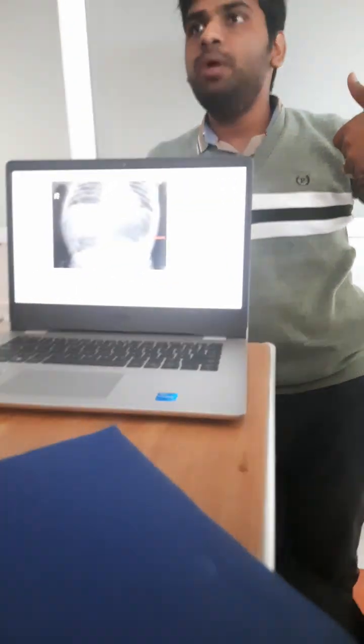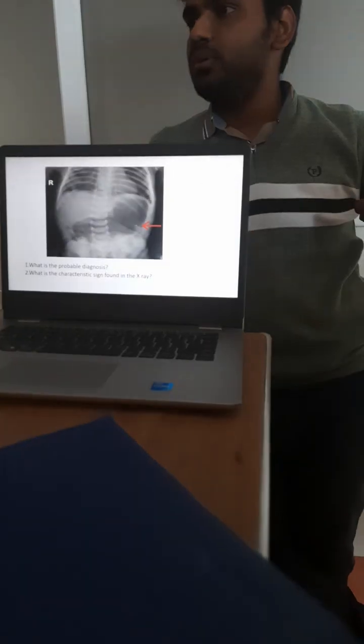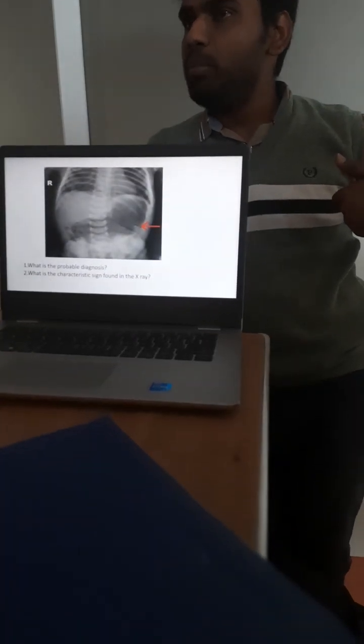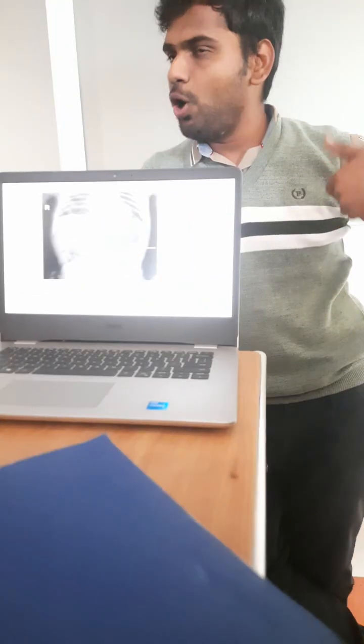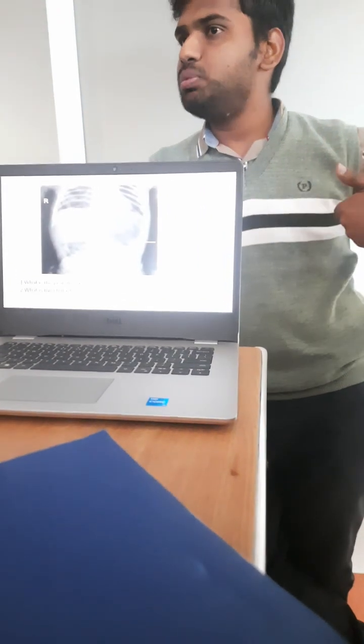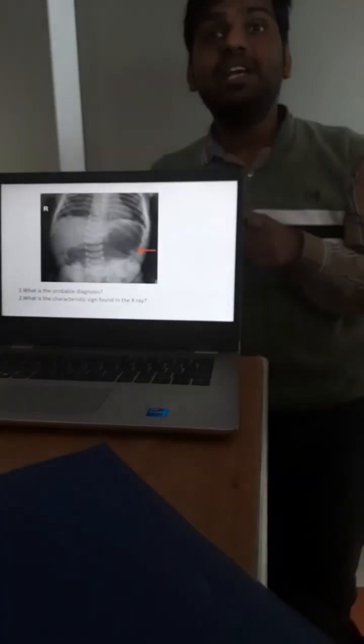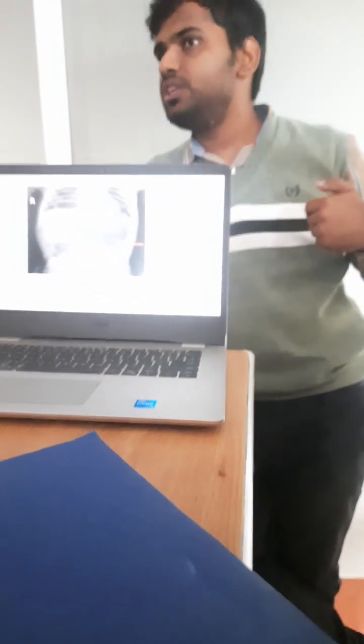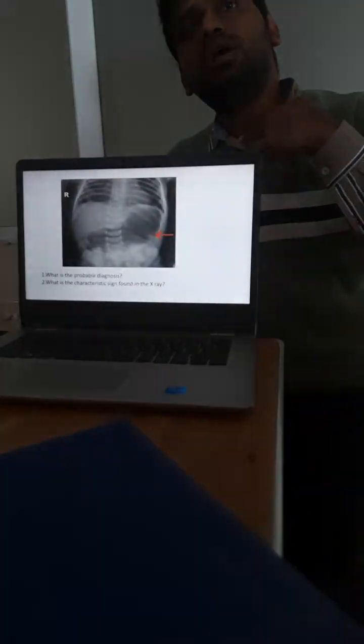Jejunal atresia. Excellent. After the stomach there is the duodenum, after the duodenum there is the jejunum, after the jejunum there is the ileum. So if only a single bubble sign is seen on X-ray, it is CHPS. What is the history of CHPS? Non-bilious vomiting, because the obstruction is present above the ampulla. If the obstruction is in D2, then you will see bilious vomiting.